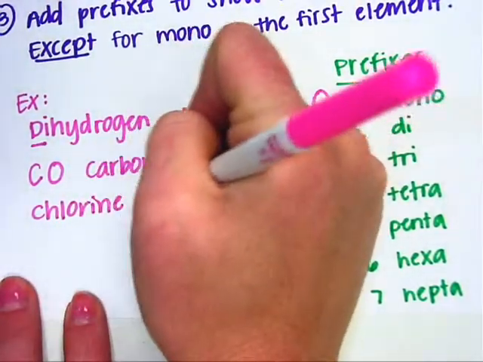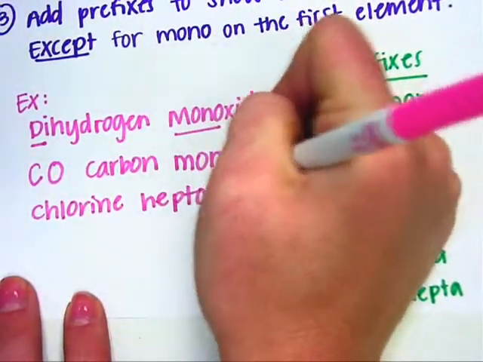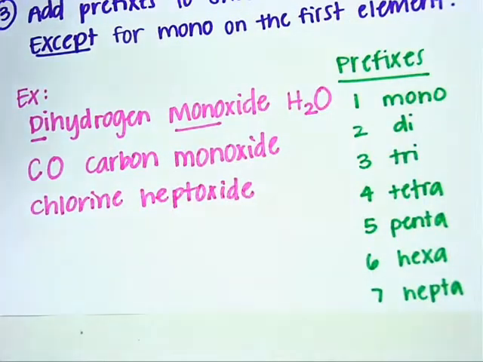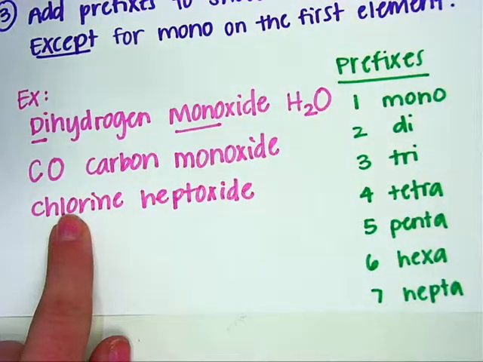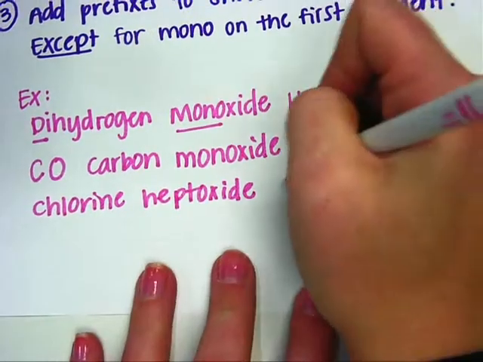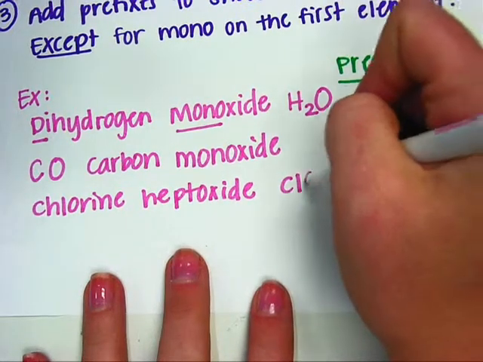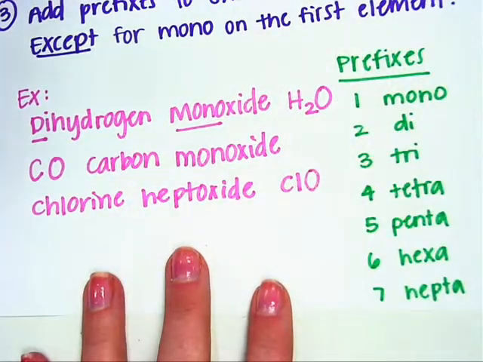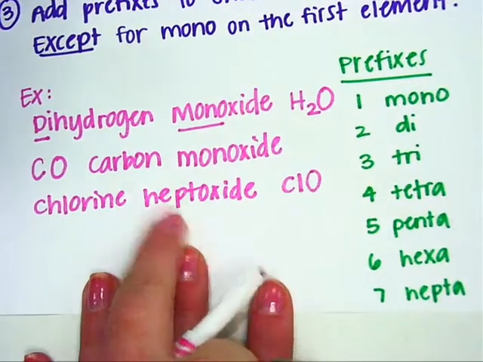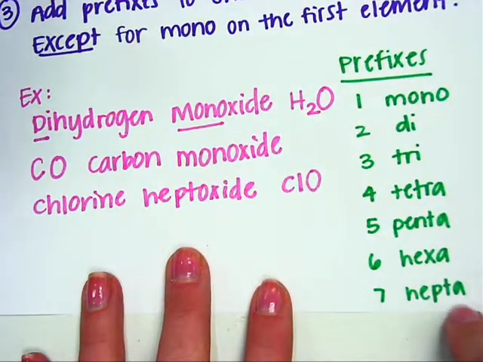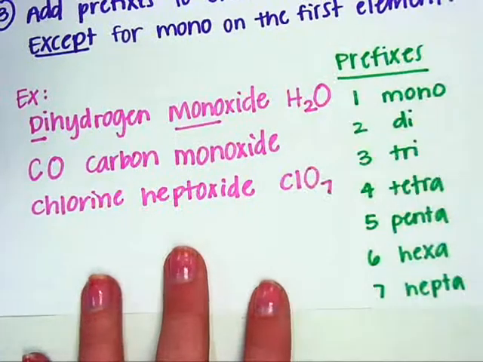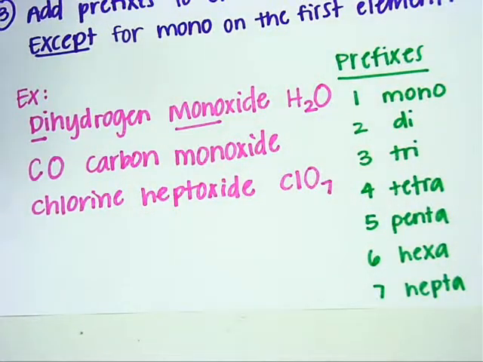Chlorine heptoxide. So your first element is chlorine. Since there's no prefix, it's just 1. So the oxide is coming from oxygen, so I'll put an O right there. And then hepta is coming from right here, which is 7. So ClO7. That's it. Covalent naming is pretty easy, very straightforward. No crisscrossing like there is in ionic bonding.